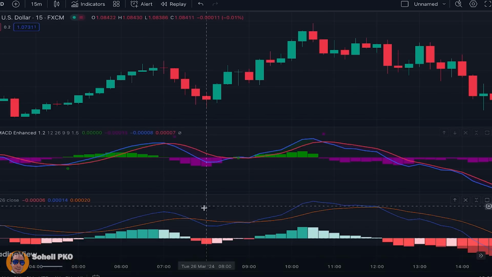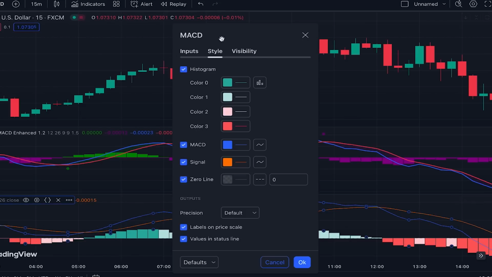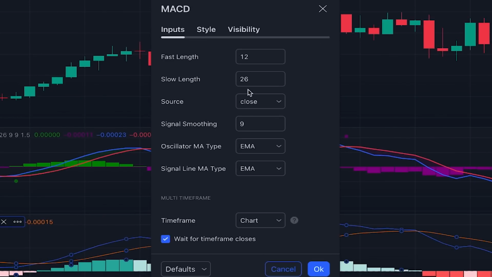MACD can also be used for trend identification where you only use it to know if the market is trending up or trending down, for which in the settings of the MACD, here in the inputs tab, you should give them larger values. For example, 34, 44, 4 for relatively midterm or 100, 250 for relatively long-term trend are popular settings.